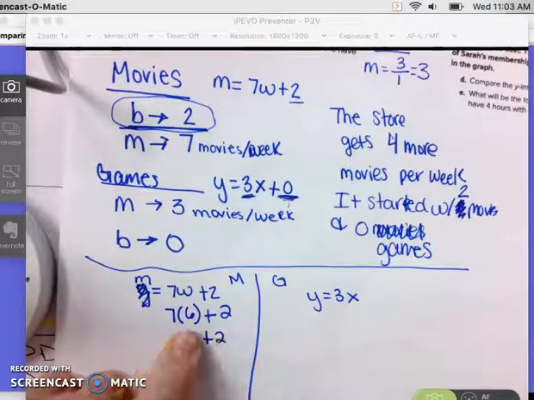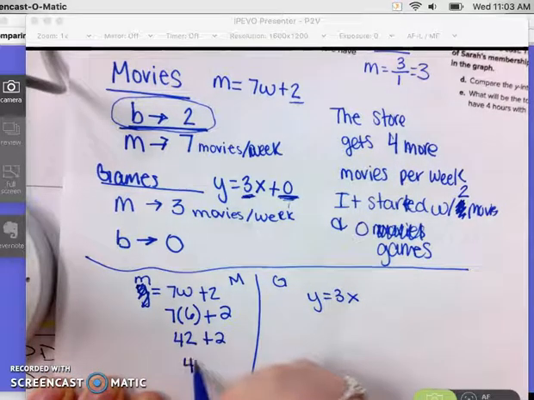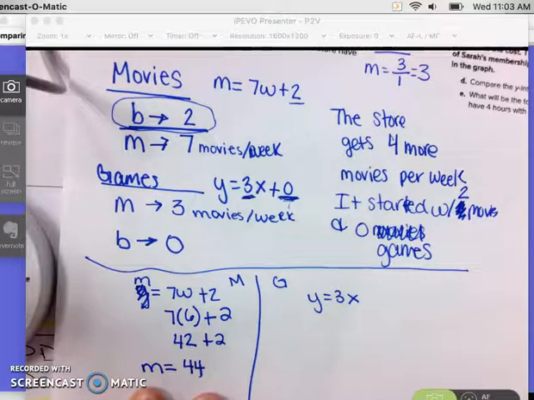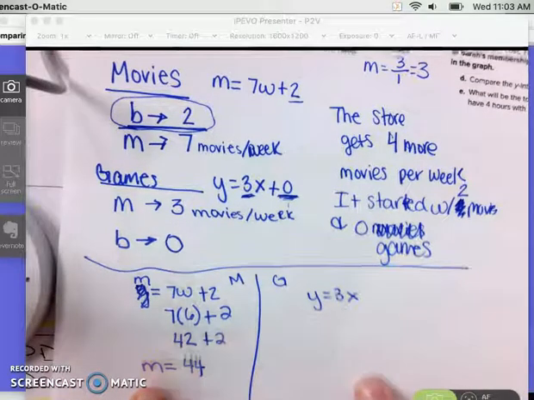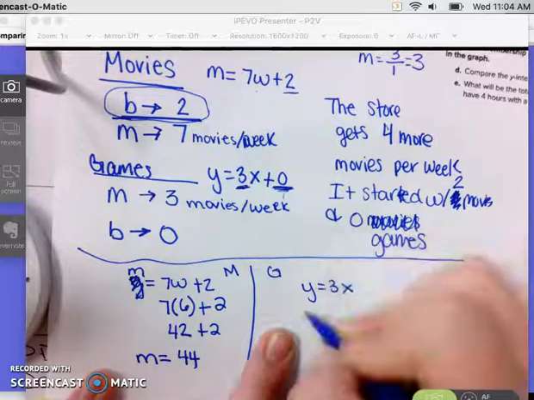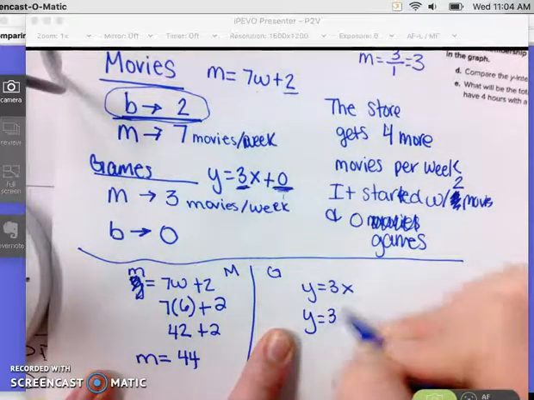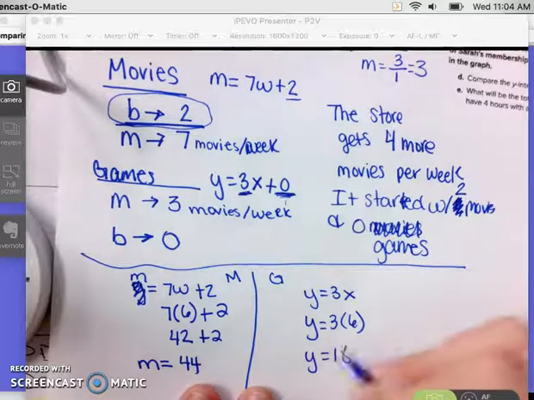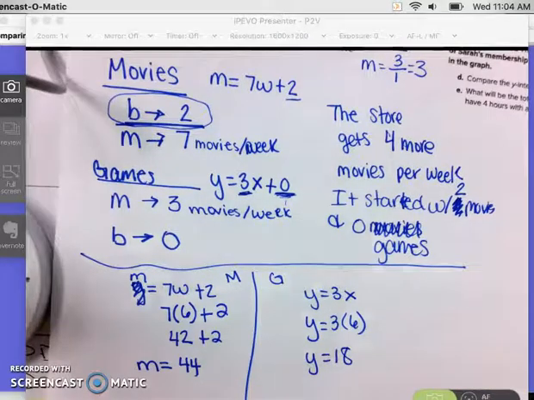Remember to do the multiplication first. So 7 times 6 is 42. Add the 2, you get 44. Which means in week 6, there will be 44 movies. Okay, and then here, y equals 3x. We're going to do y equals 3 times 6, because each week they get 3 new movies. So in 6 weeks, they would have 18 movies. Games, sorry.